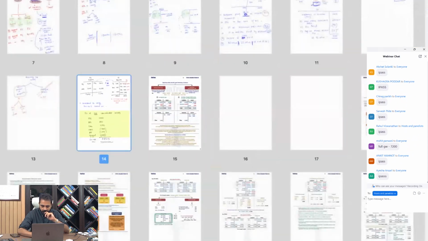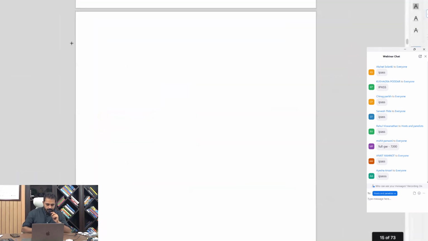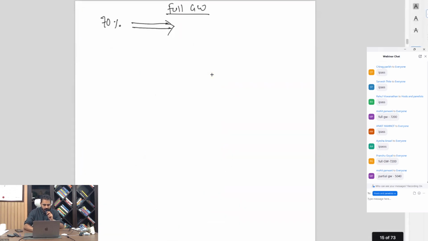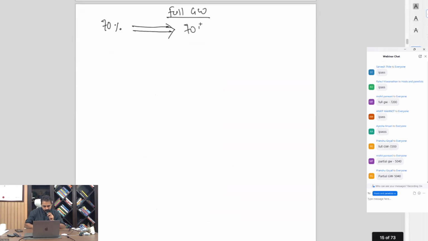What you do next after this is, you say, okay, I'm buying 70% of that entity. I'm doing full goodwill, by the way, for you. I'm buying 70% of the entity. Now, those of you who don't know this calculation, please be with me on this. It's very simple. No formulas required. For 70%, I'm paying a valuation of 7,000. Correct? That means how much is my valuation for 100%?